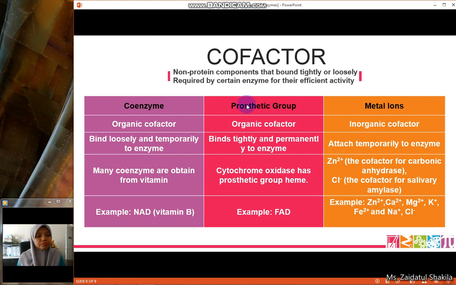So let's summarize. There are three important groups of cofactor: coenzyme, prosthetic group, and metal ions. They can be divided into two types, which are organic and inorganic. The binding of cofactor may be permanent or reversible. And look at the example of each cofactor. Coenzyme: many coenzymes are obtained from vitamins. Prosthetic group: the cytochrome oxidase has prosthetic group heme. While for metal ions, you can see that Zn2+ is the cofactor for carbonic anhydrase enzyme, while Cl- is the cofactor for salivary amylase.